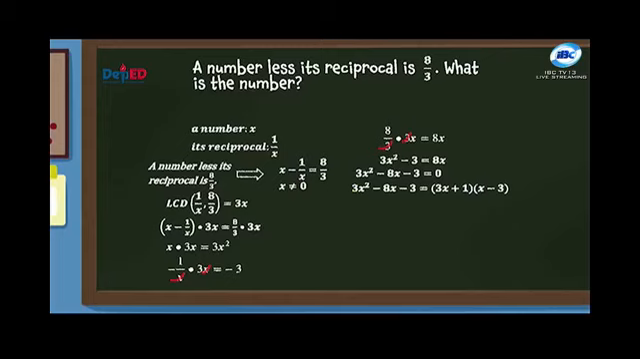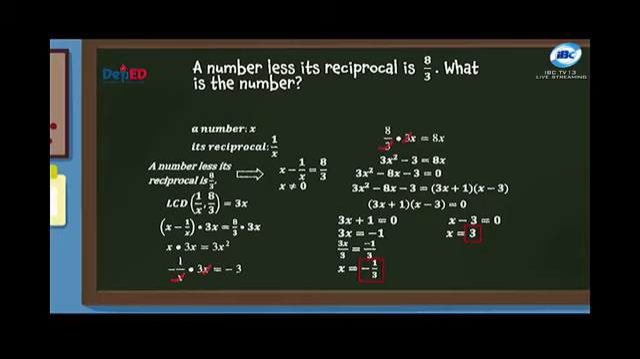3x squared minus 8x minus 3 must be equal to the product of the binomials 3x plus 1 and x minus 3. Hence, we have the equation 3x plus 1 times the binomial x minus 3 equals 0. Equating each factor to 0 and then solving for x, we should obtain the following values: negative 1/3 and 3. Since it is not indicated in the problem what type of number is being referred to, there are two answers, negative 1/3 and 3. Problem solved!